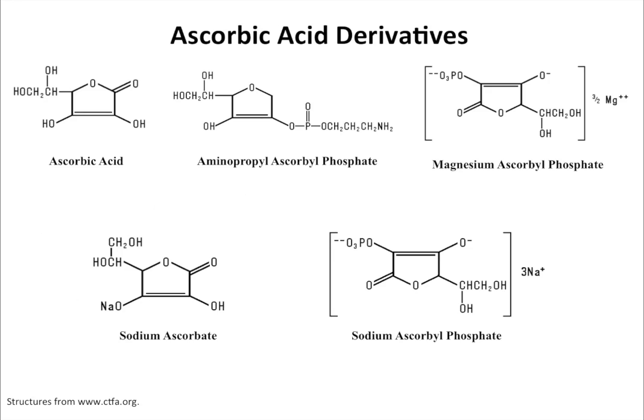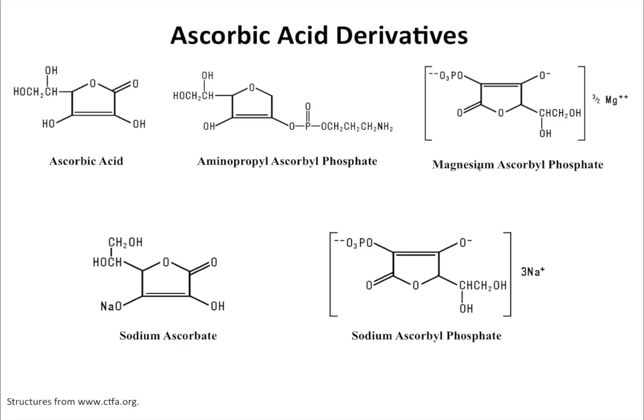So to try to circumvent the instability of ascorbic acid, the structure of ascorbic acid is shown here. These other molecules have been designed by different manufacturers of specialty ingredients in order to have the ascorbic acid structure, but to introduce some type of functionality into the molecule to make it more stable. And here's an example where you can see aminopropyl ascorbyl phosphate. You have this phosphate group, and then you have basically a 3-carbon chain with an amino group that's shown here.